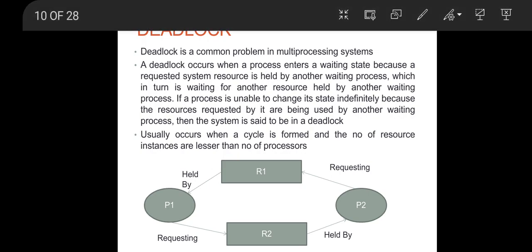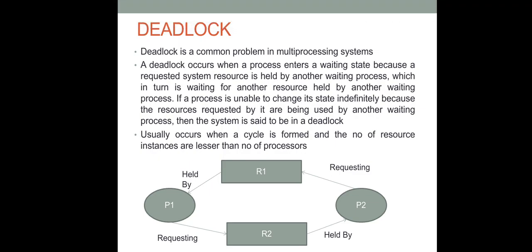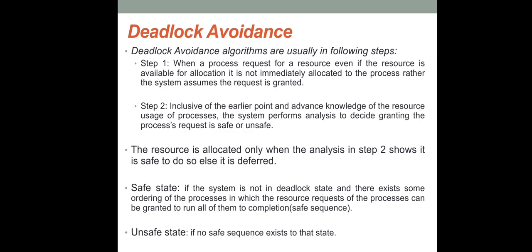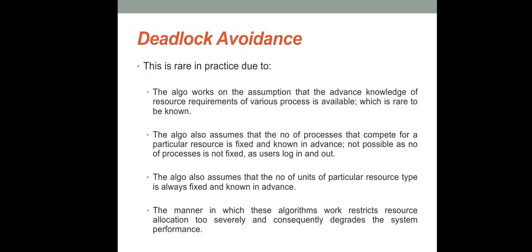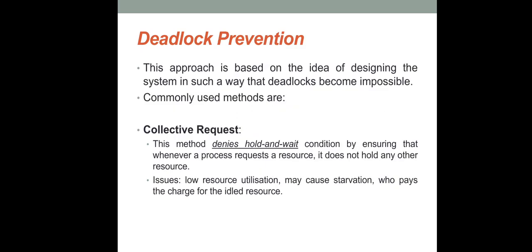So what is a deadlock? This has been discussed over here. In all the multiple processing systems, a system wherein we have more than one process, the deadlock condition might occur, and this will be identified by using a cycle or a knot. So this deadlock avoidance we discussed.